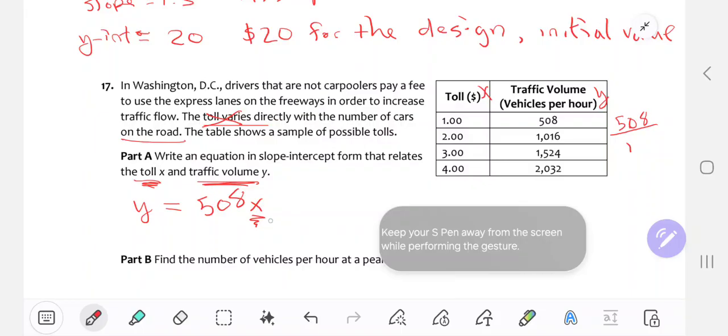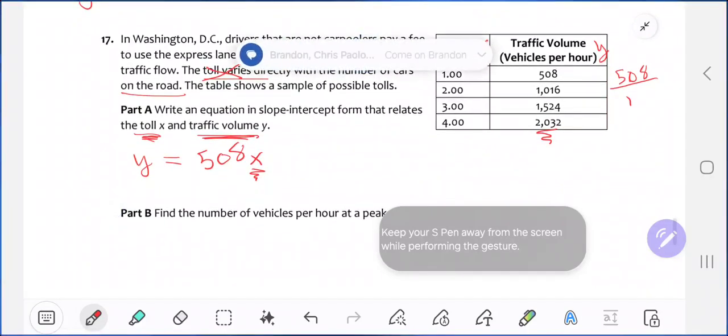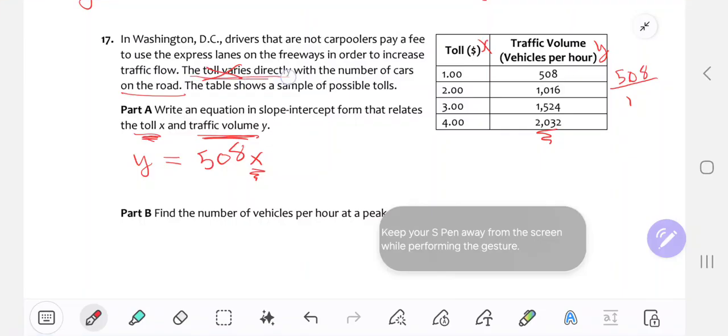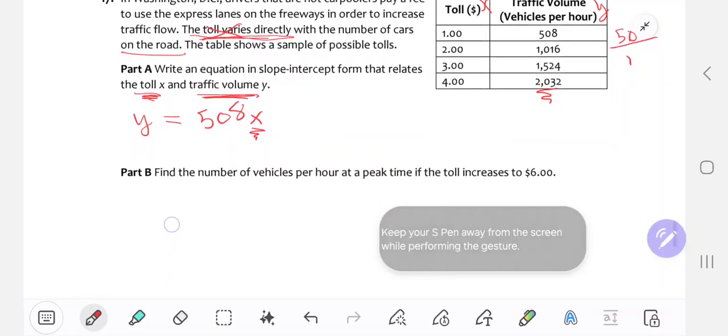Okay, right? 508 cars equals $1. So if you drive by the toll booth and it says $4, well, how many cars do you think are on the road? Well, you do 4 times 508, which it says right here. Okay, I don't love how this one's written. It wrote it in the opposite way that it typically should.